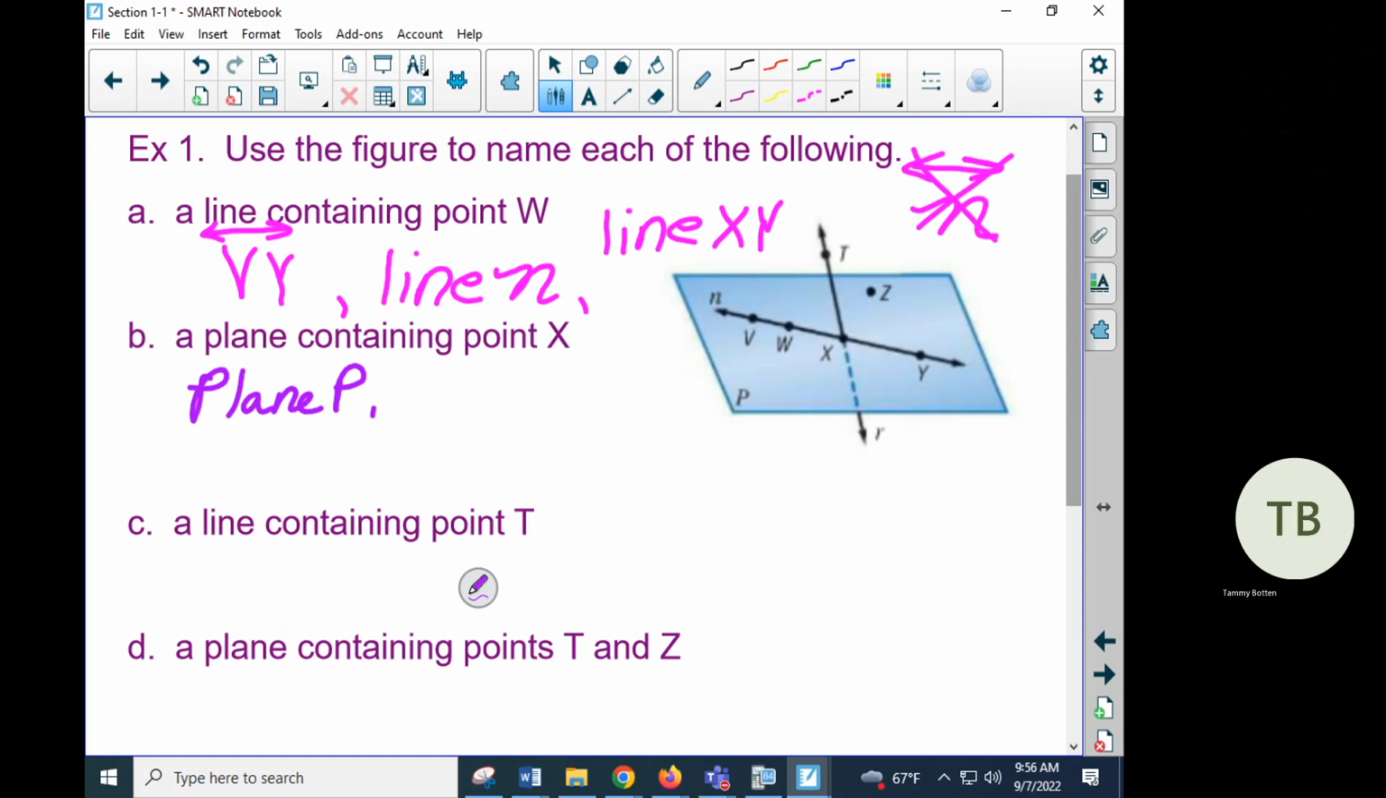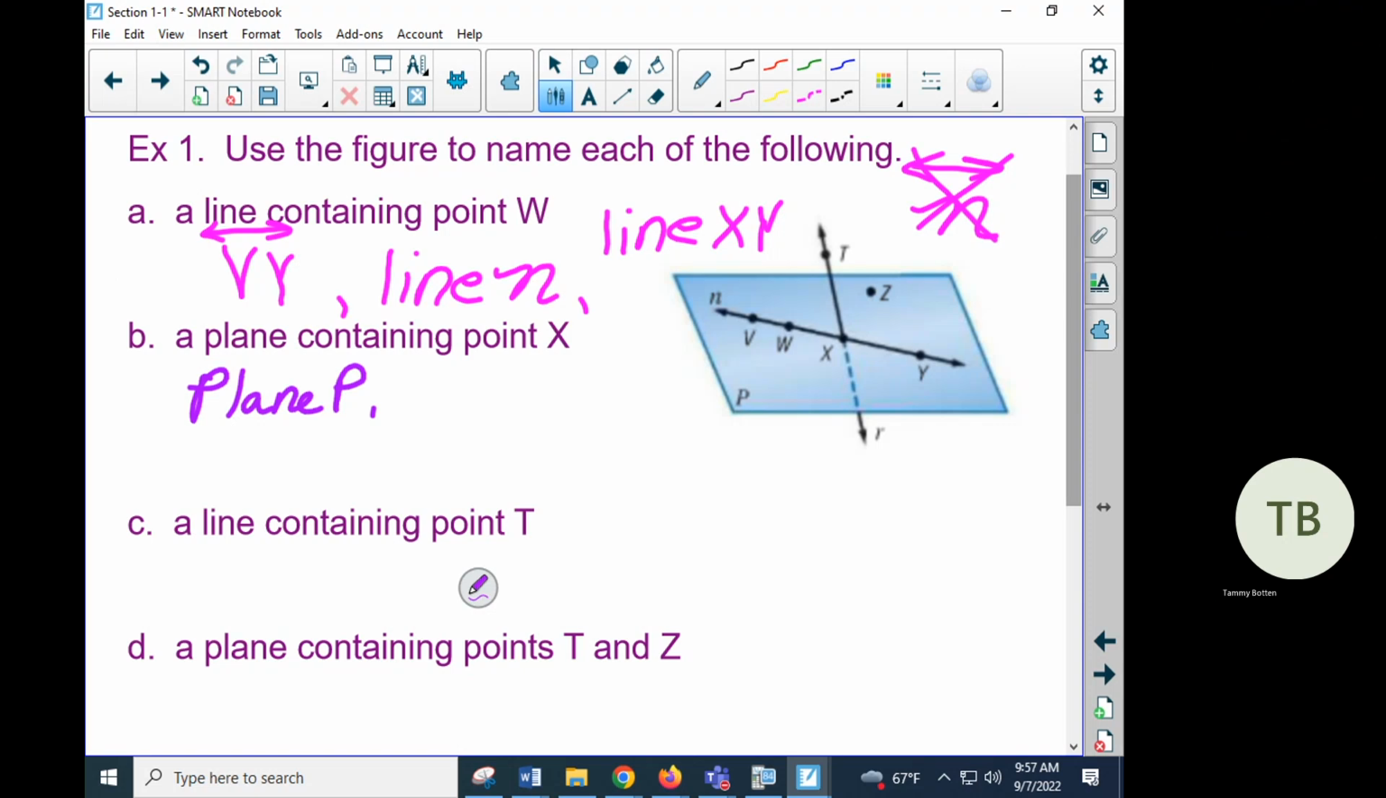3. And what would have to be true of those 3 letters? They have to be coplanar, yes. And they can't be on the same what? Line. So could I name it plane VWX? No, because they're on the same line. What letter would have to be in the name?